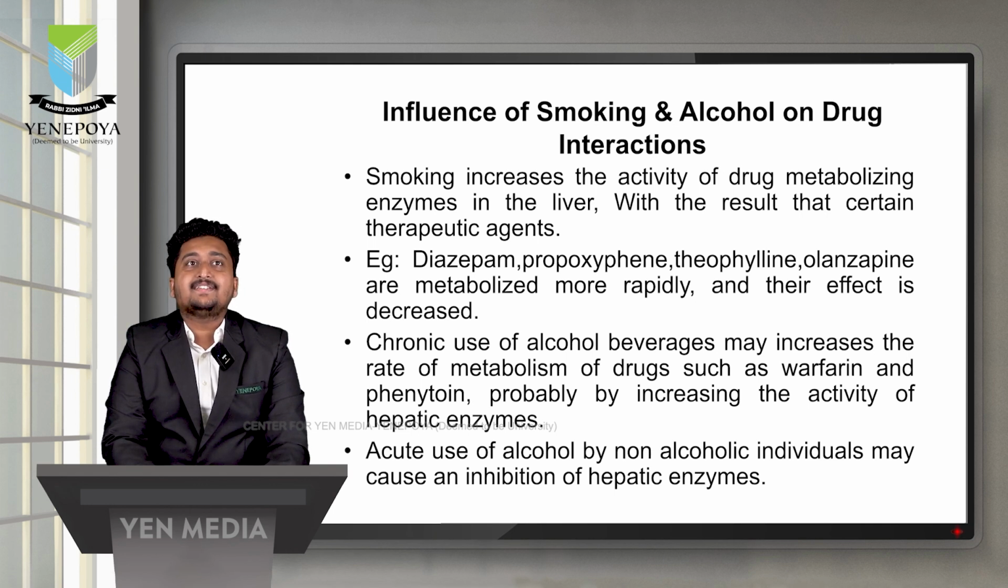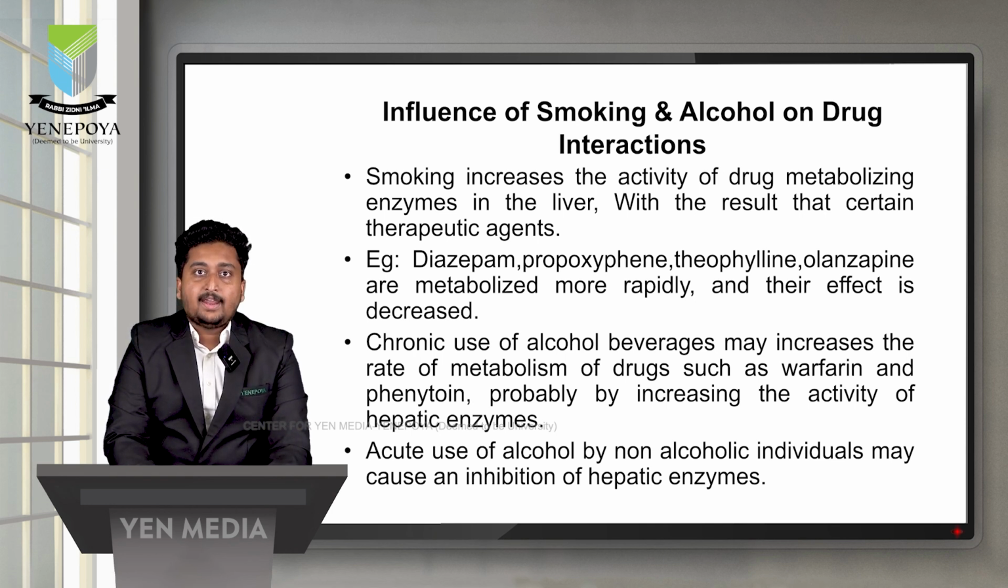So with the result that certain therapeutic agents, for example, diazepam, propoxyphene, theophylline, olanzapine, are metabolized rapidly and their effect is decreased. Whenever a patient is on a treatment course with these drugs which I have mentioned, and if the patient is a chronic smoker, there are much more chances that these drugs might be metabolized rapidly, because they might cause enzyme induction and thereby the rate of metabolism will be much faster.